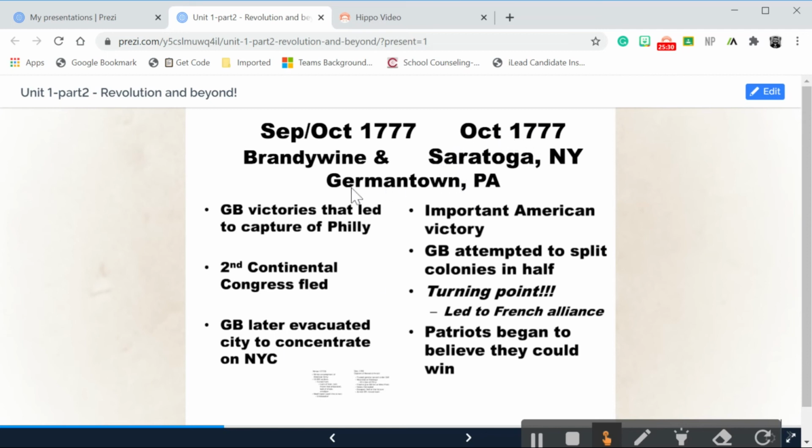So the next thing coming up will be Saratoga in October 1777. This line is supposed to be over here, it's just the editing. Important American victory. Great Britain attempted to split the colonies in half. This was a turning point and led to the French alliance. Patriots began to believe they could win.